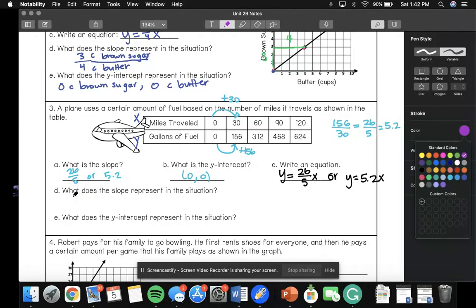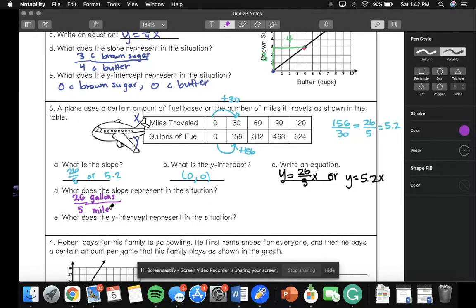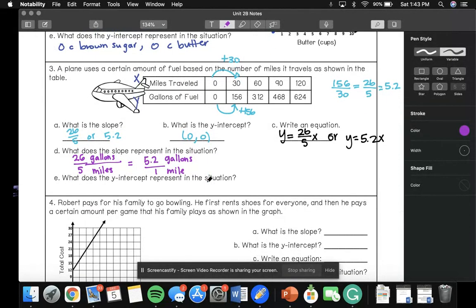So we'll write it in both different contexts. So 26 over 5, remember that slope is the change in your y values. So it was up 156 or up 26. That's gallons of fuel for every 5 miles traveled. Okay. As a unit rate, that's what the 5.2 represented. So it's basically 5.2 gallons per mile. So that kind of tells you that it takes a lot of gas to go anywhere on a plane.